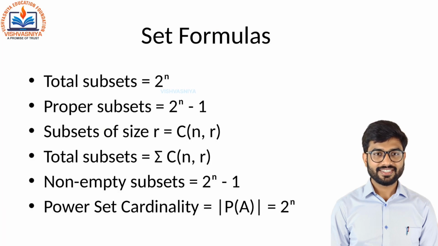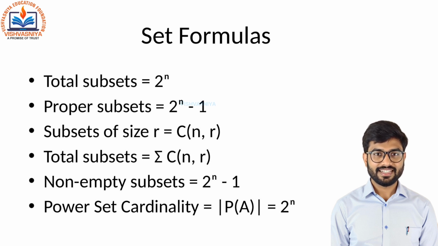Formulas related to sets. Here are some useful formulas. Total subsets is equal to 2 to the power n. Proper subsets is equal to 2 to the power n minus 1. Subsets of size r is equal to C(n, r). Total subsets is equal to the sum of C(n, r). Non-empty subsets is equal to 2 to the power n minus 1.